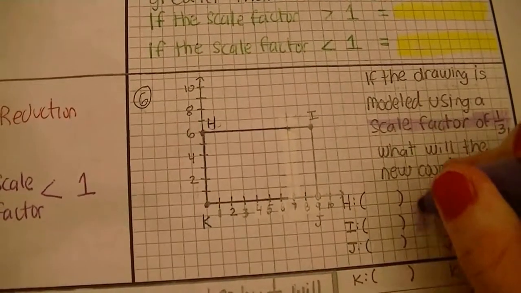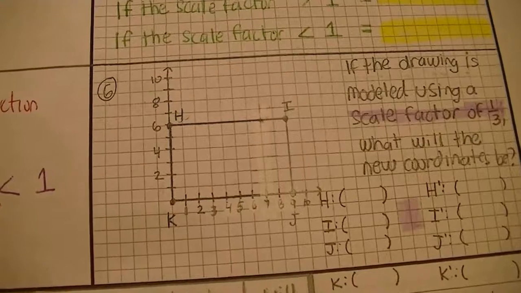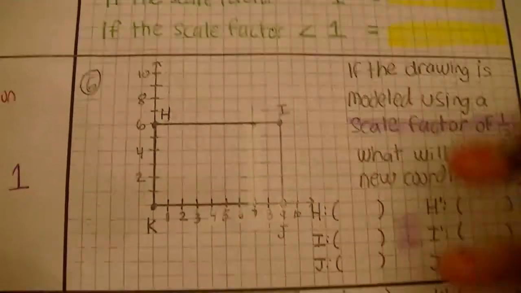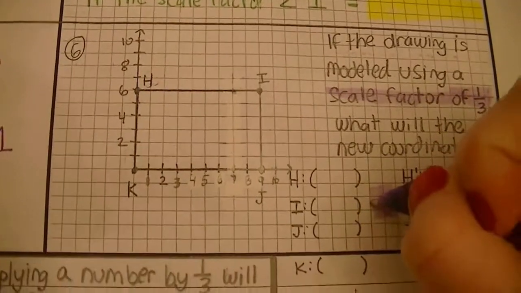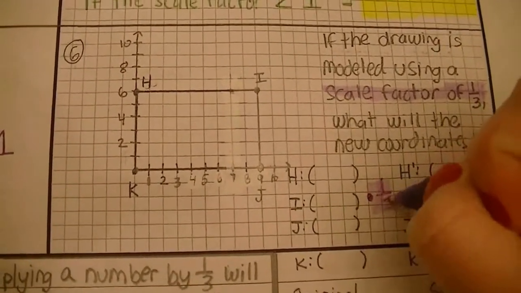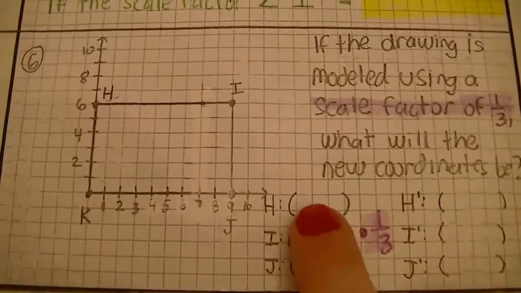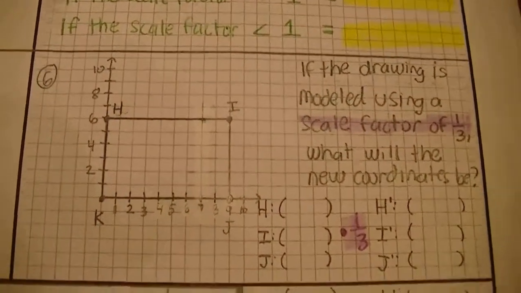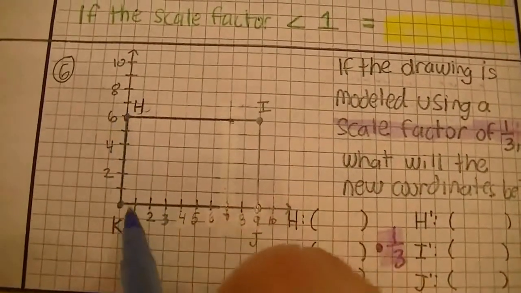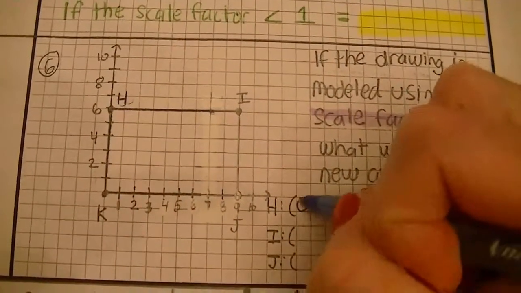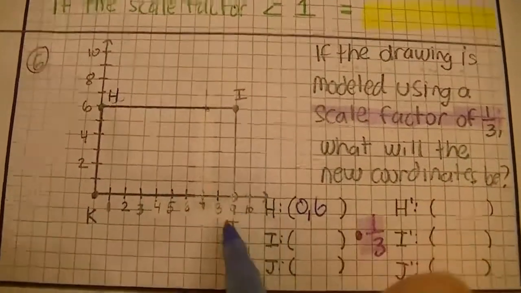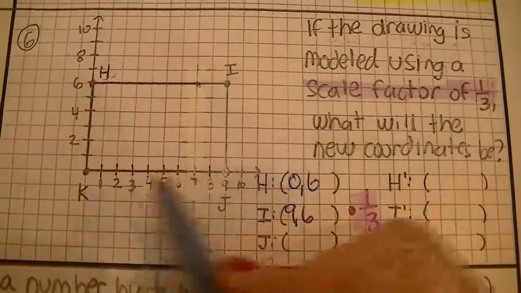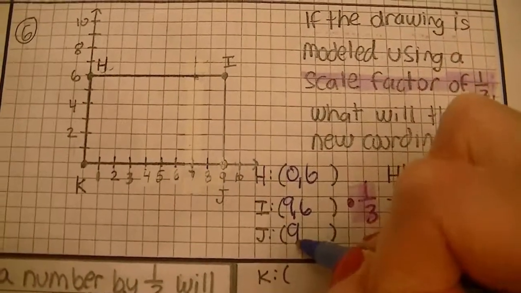Okay, so I know I'm going to multiply the original by that scale factor of 1/3 to help you come up with the new lengths, or the new points. Times 1/3, okay? All right, so we have to start off by listing what the original points were. So I see that the original point for H is at 0, 6. Original point for I is at 9, 6. The original point for J is at 9, 0.